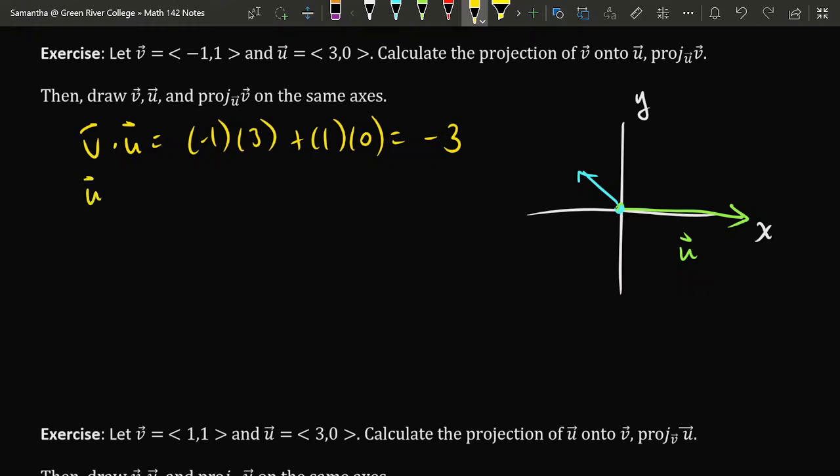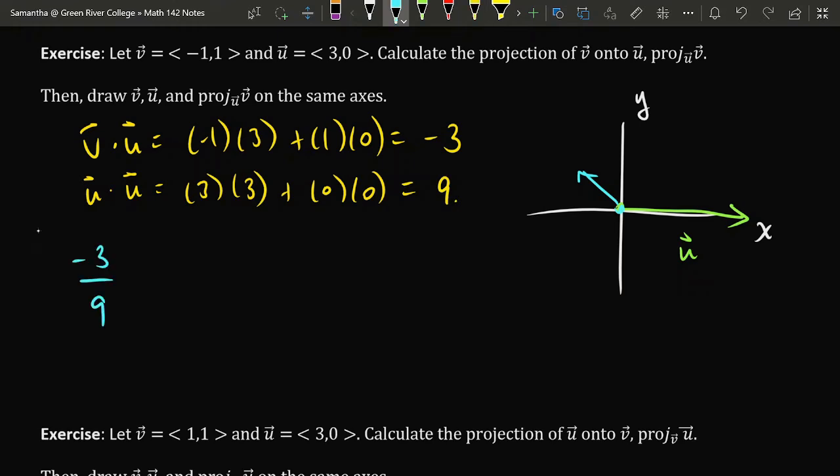Now the vector u has not changed from the previous exercise, so u dot u is not going to change either. That's also going to be equal to 9. Let's take that number, -3 over 9, and use it to scale the vector u. So that'll be equal to -1/3 times 3, 0. So that's going to be equal to -1, 0.